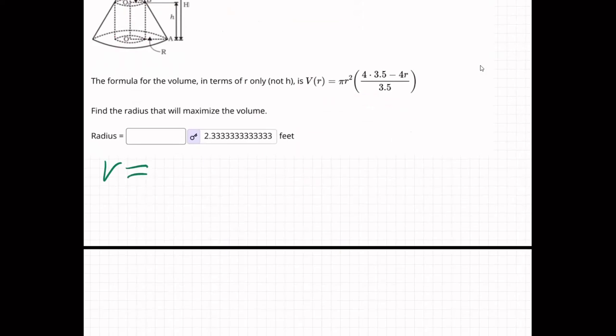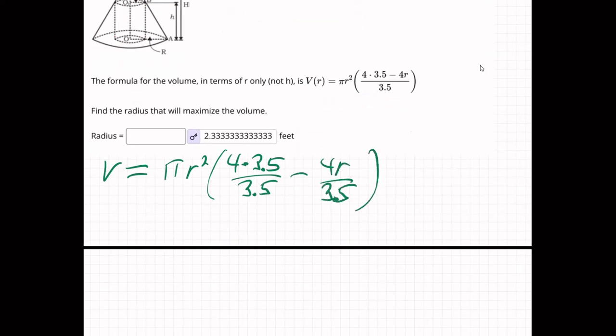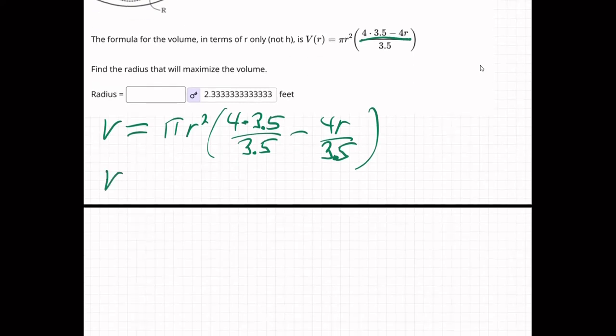Before we take the derivative and set it equal to zero, let's write V and clean that up a little bit. Let's make it nice. So pi r squared, and let's do something with that inside. So we have 4 times 3.5. I'm going to just divide each one separately, since that 3.5 is under both. It's going to make it easier for doing derivatives and stuff. Then these will cancel out. Minus, now, what is 4 over 3.5?